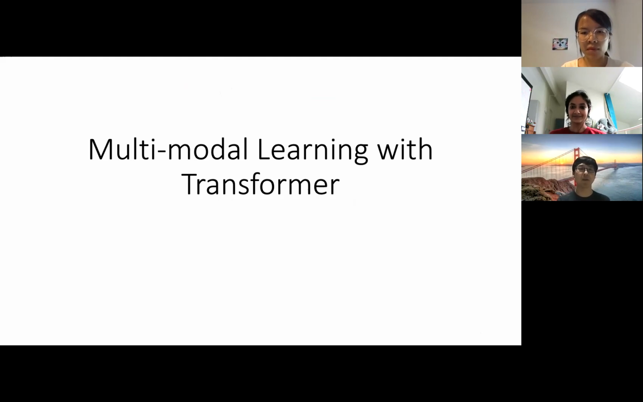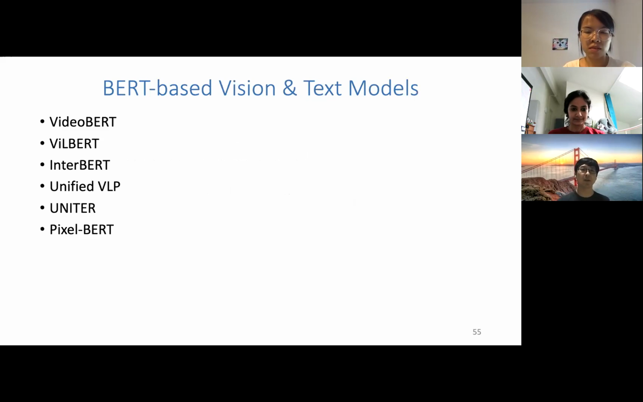All right. So the third, or the final note, is multimodal learning with transformers, which is the more recent research interest that I'm having. There are a lot of BERT-based vision and text multimodal learning models these days, and these are just a few examples off the top of my head: VideoBERT, ViLBERT, InterBERT, Unified VLP, Uniter, PixelBERT. There are basically a lot of BERT variants that claim to do vision-text multimodal learning, and they do work pretty well, at least based on their papers.